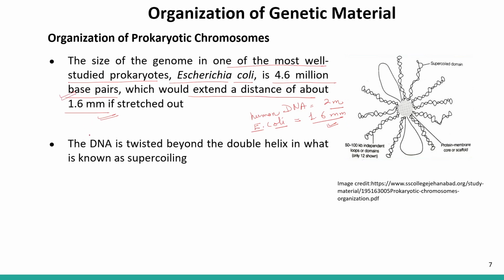The DNA is twisted beyond the double helix in what is known as supercoiling. This is very, very important. The DNA gets coiled and supercoiled. In a very small space, this DNA has to be placed and organized, so it has to undergo coiling as well as supercoiling. Here you can see the supercoiled domain structure.